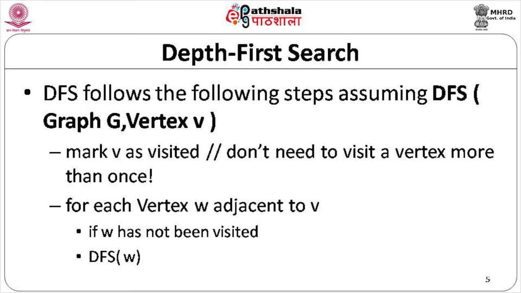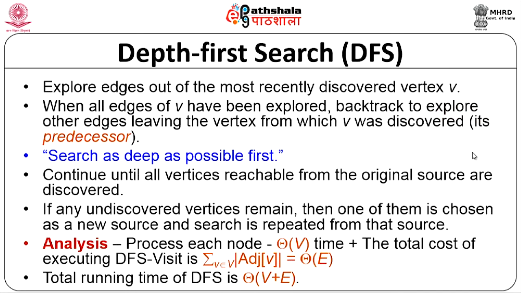What are you doing? You are taking a node, visiting it and then treating it as the current node. Then find an unvisited neighbor of this current node, visit it, make it the new current node and keep doing this. So, the last visited node is the one which is explored next. So, explore edges out of the most recently discovered vertex V. When all edges of V have been explored, backtrack to explore other edges, leaving the vertex from which V was discovered, its predecessor. So, search as deep as possible first, that is the strategy of the DFS, and continue until all vertices reachable from the original source are discovered.